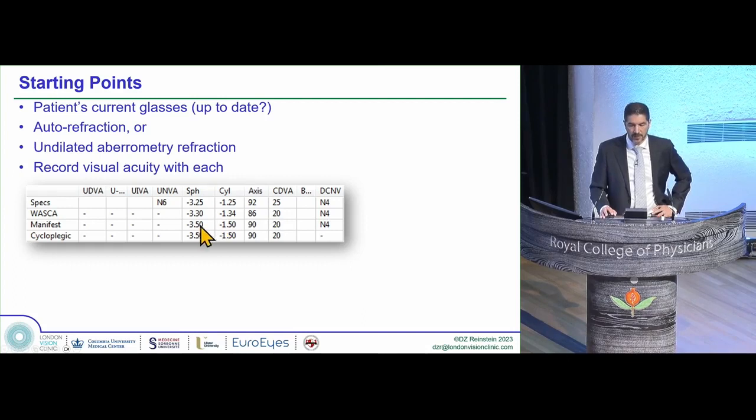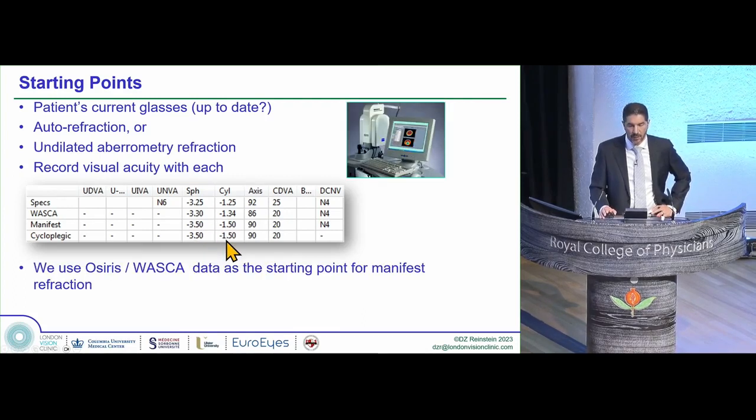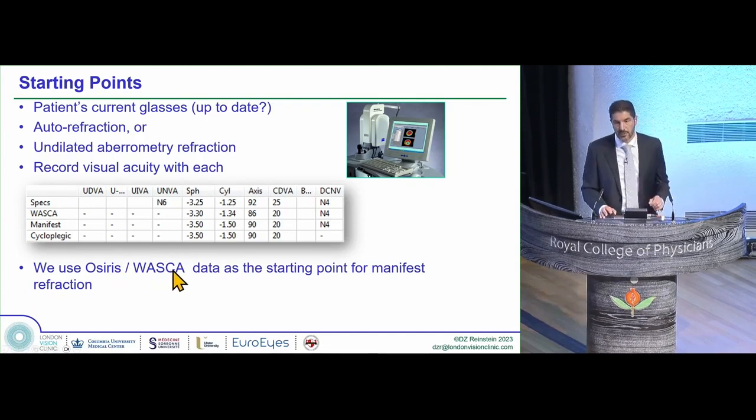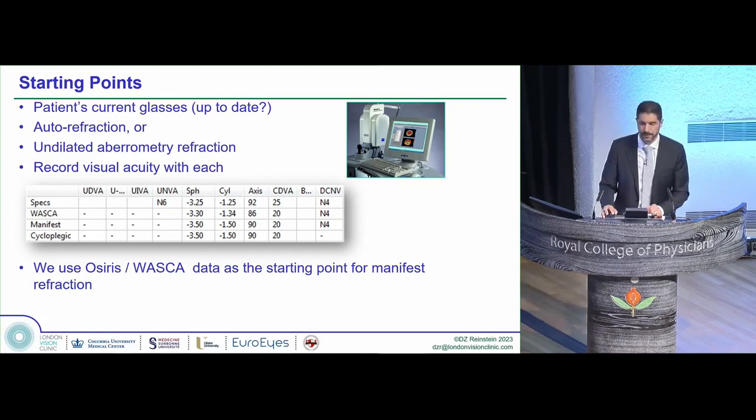We then do our manifest refraction, and we also do a cycloplegic refraction. Our preference is to use the aberrometer refraction to start from. So we nowadays use the Osiris, but in the past we used the Wasca. So this is whole eye aberrometry refraction.